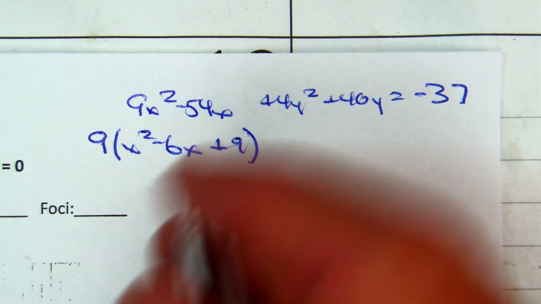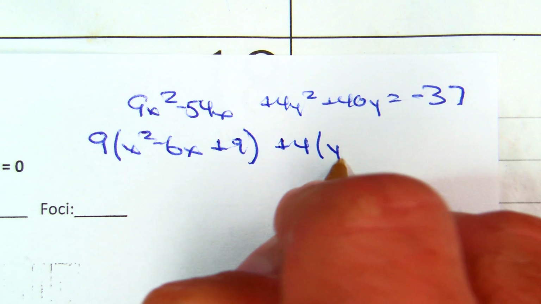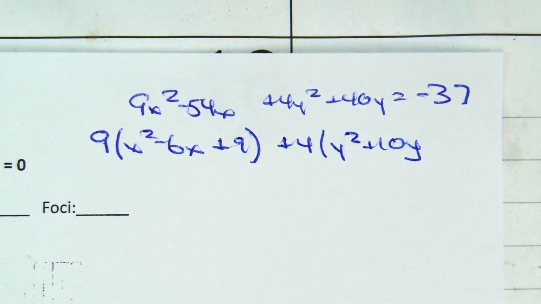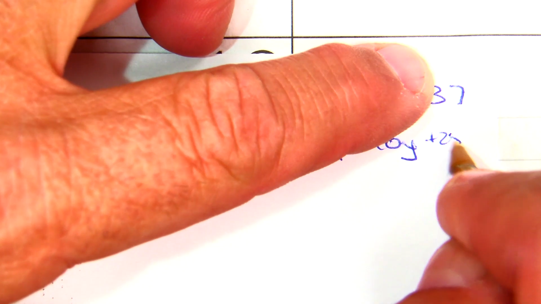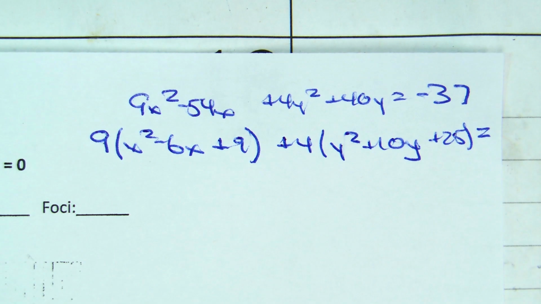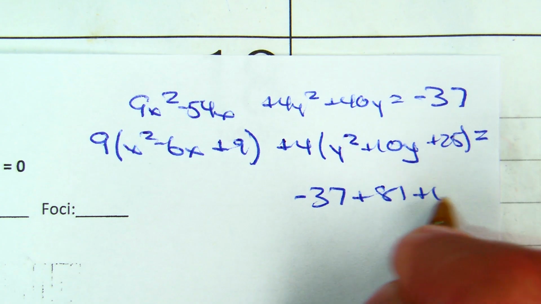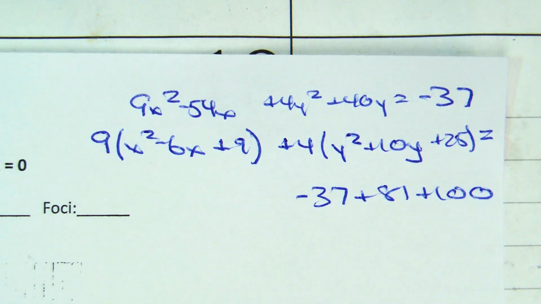What's the coefficient of the squared? 4. We're going to complete the square there as well. Half of 10 is 5. 5 squared is 25. And then we're going to take the negative 37 and add to that 81 and 100. Everybody good with the 81 and the 100? Anybody not? Because we multiply by the outside number.